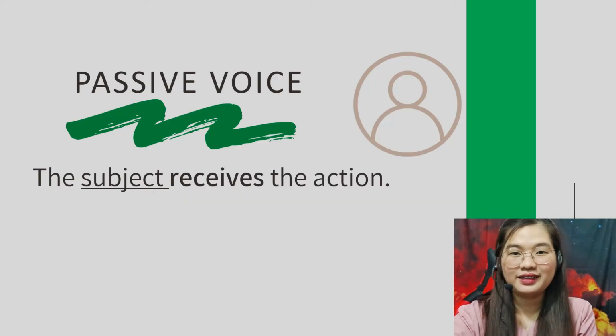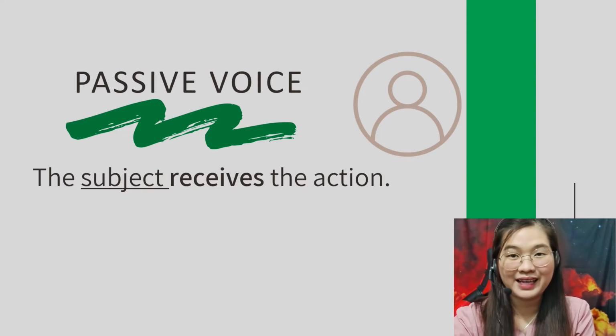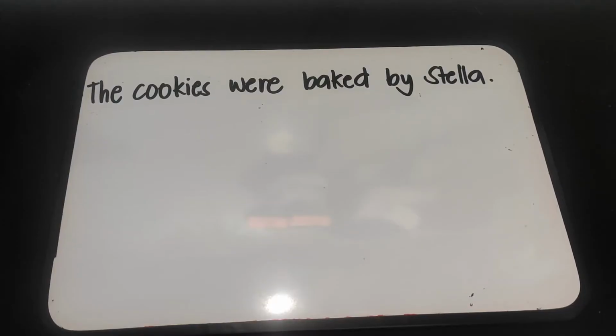What about the passive voice? When we say passive voice, the subject receives the action. Again, the subject receives the action. For example, the cookies were baked by Stella. What have you noticed in our given example? It has the same words just like in our previous sentence, but they are not in the same order.